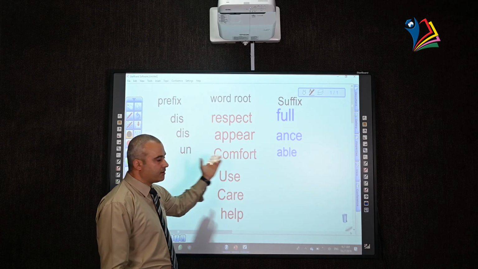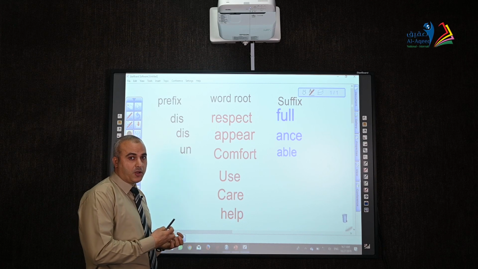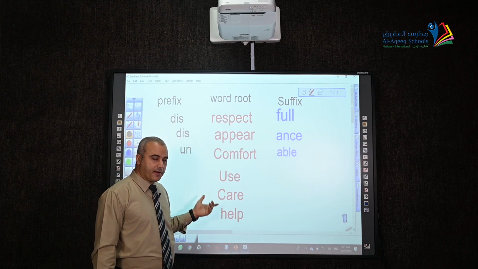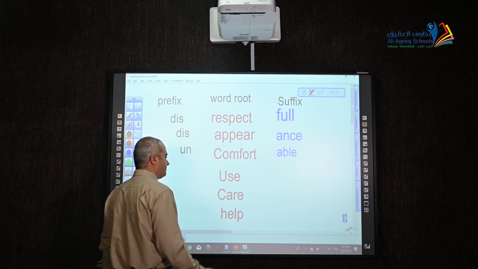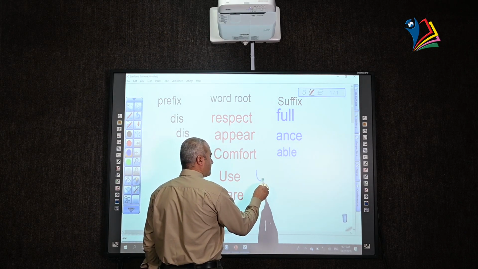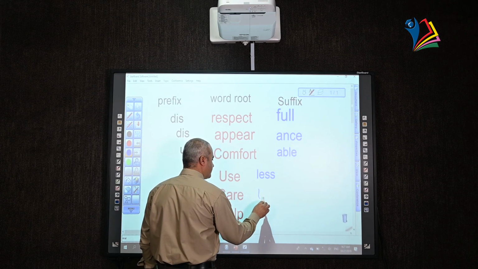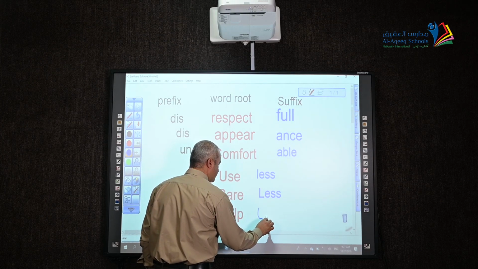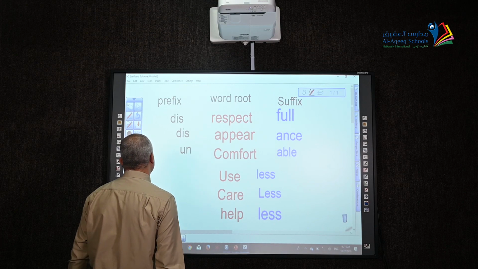Okay, disrespectful: prefix, word root, suffix. Disappearance, uncomfortable. Dis and un are negative prefixes. They give the opposite of the meaning. Also we have these verbs: use, care, help. We can add a negative suffix like the suffix -less. We can say useless, careless, this is the opposite of careful, helpless.